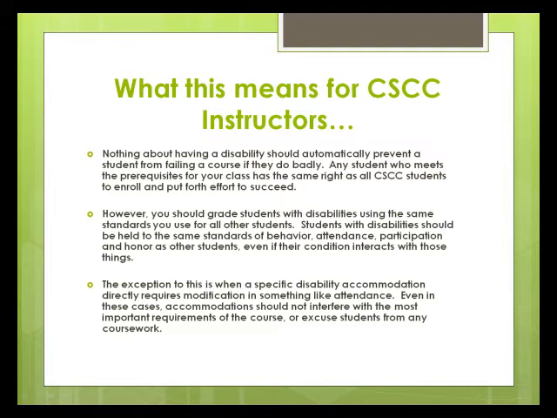However, you should grade students with disabilities using the same standards you use for all other students. Students with disabilities should be held to the same standards of behavior, attendance, participation, and honor as other students, even if their condition interacts with these things. The exception to this is when a specific disability accommodation directly requires modification in something like attendance. Even in these cases, accommodations should not interfere with the most important requirements of the course or excuse students from any coursework.